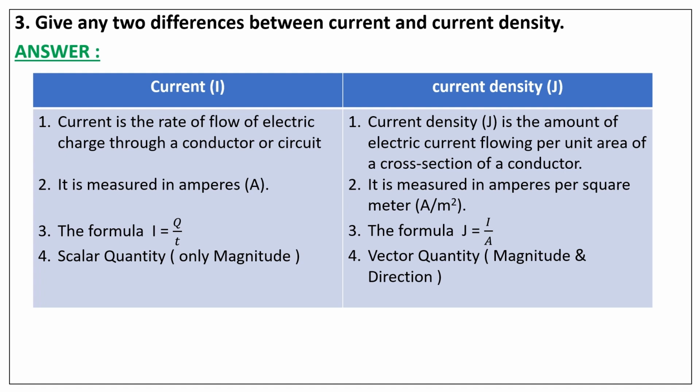Current density, J. 1. Current density, J, is the amount of electric current flowing per unit area of cross-section of a conductor. 2. It is measured in amperes per square meter. 3. The formula is J equals I by A. 4. It is a vector quantity, with magnitude and direction.